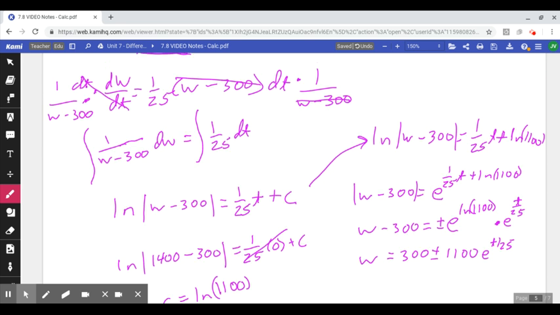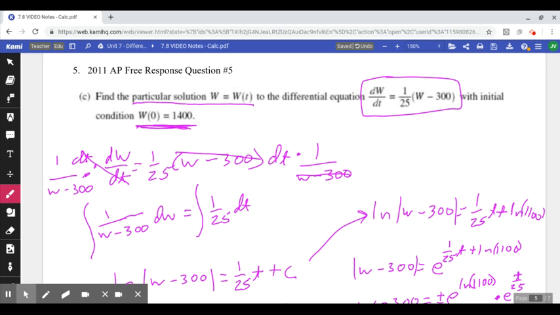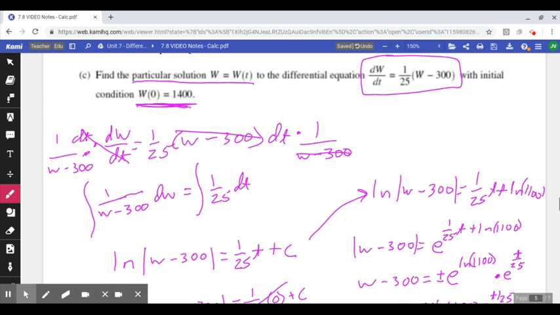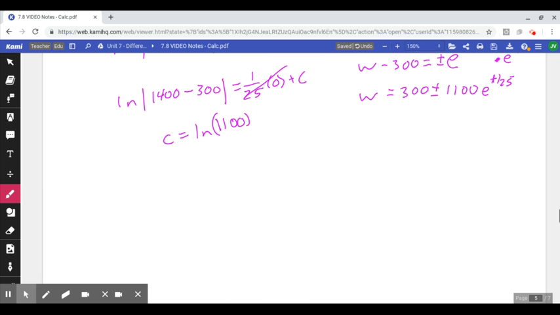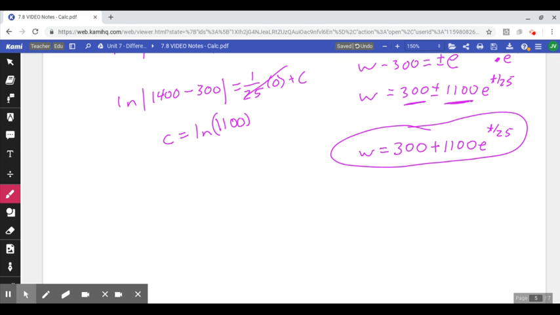I'm still not finished yet. If I look at my initial condition, at time 0, I need there to be 1400 of whatever w is. So I know that I need to pick the positive sign here. If t is 0, e to the 0 power is 1, and I want 300 plus 1100 to be 1400. So if I'm looking at my initial condition, my choice on the plus or minus sign is definitely the plus sign. There is your particular solution to the given differential equation with the initial condition.